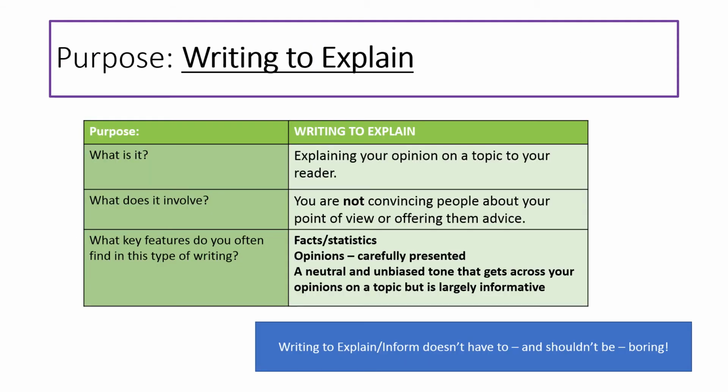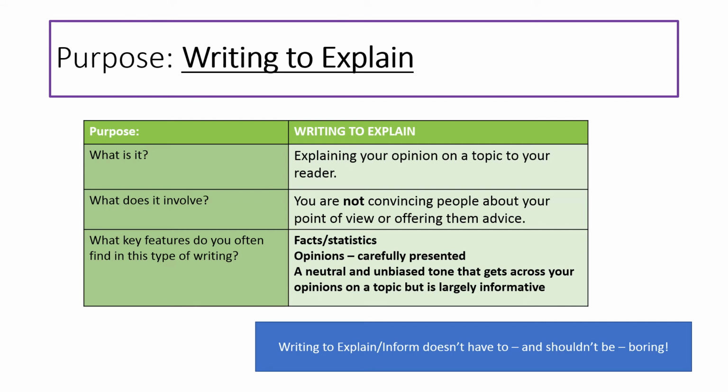Okay, writing to explain. Writing to explain or inform is basically explaining your opinion about something to the reader. It's not being passionately argumentative. You are not convincing people that your opinion is correct. You're not offering them advice about something. You are merely explaining in detail and with developed ideas your view about something.